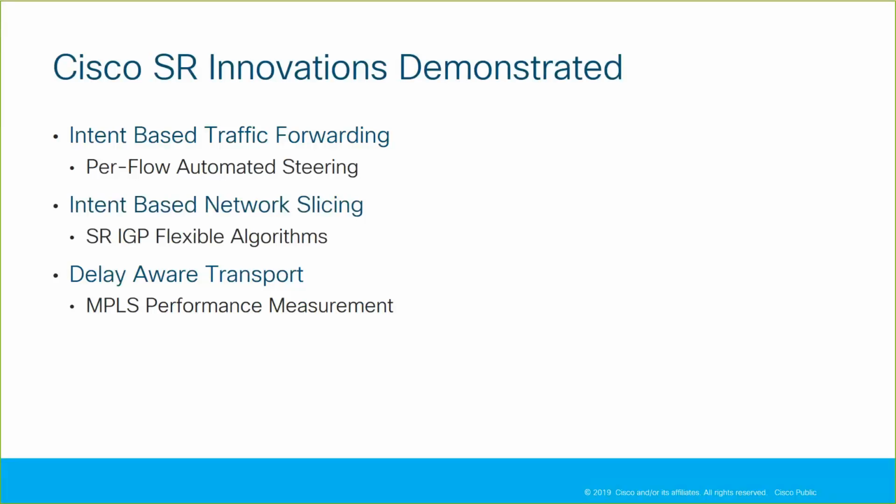This demonstration showcases key building blocks of Cisco's intent-based segment routing traffic engineering toolkit, starting with per-flow automated steering, which provides intent-based traffic forwarding with granularity at the flow level, segment routing IGP flexible algorithms for intent-based network slicing, and MPLS performance measurement, which provides the foundation for delay-aware path computation. As one of the newest members of the SRTE family, we will focus on explaining a bit more the first one of these innovations.